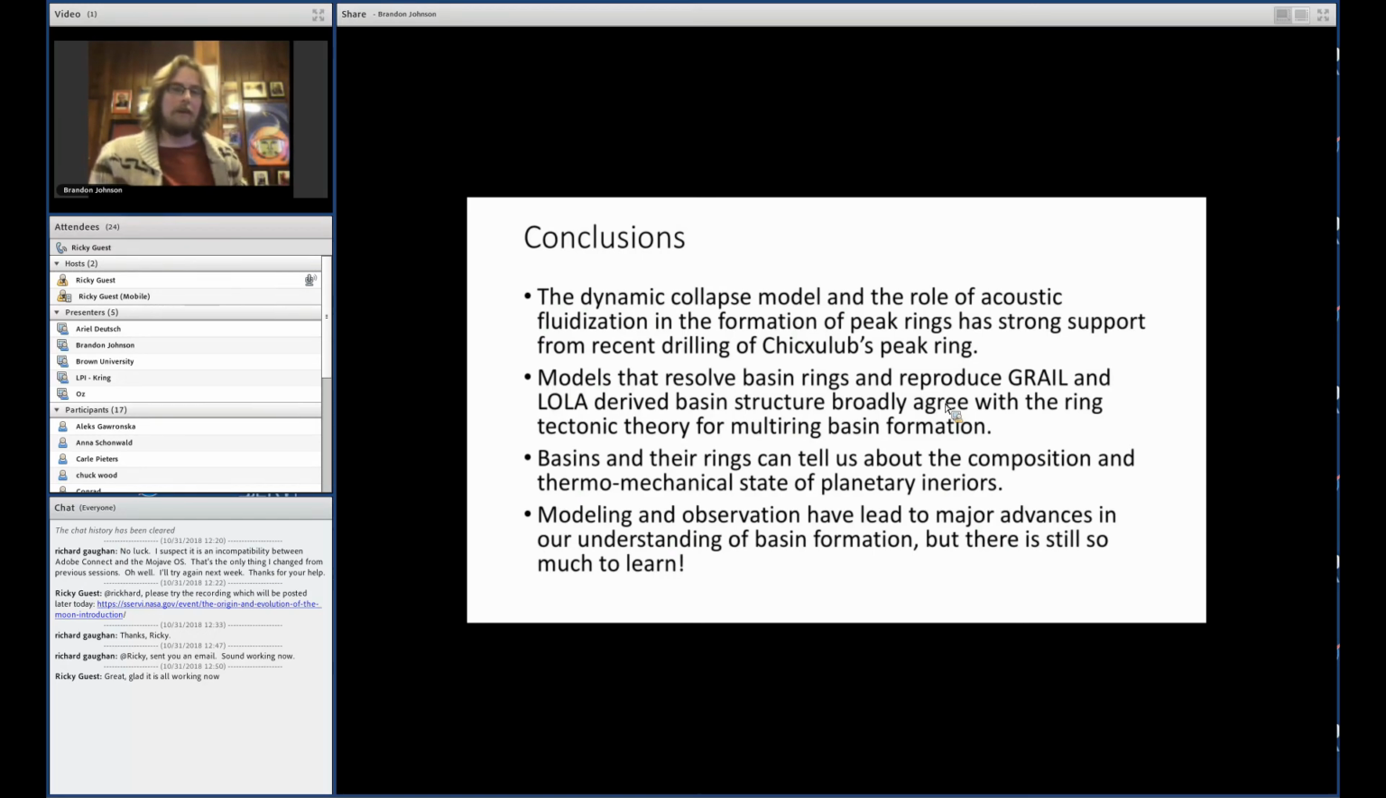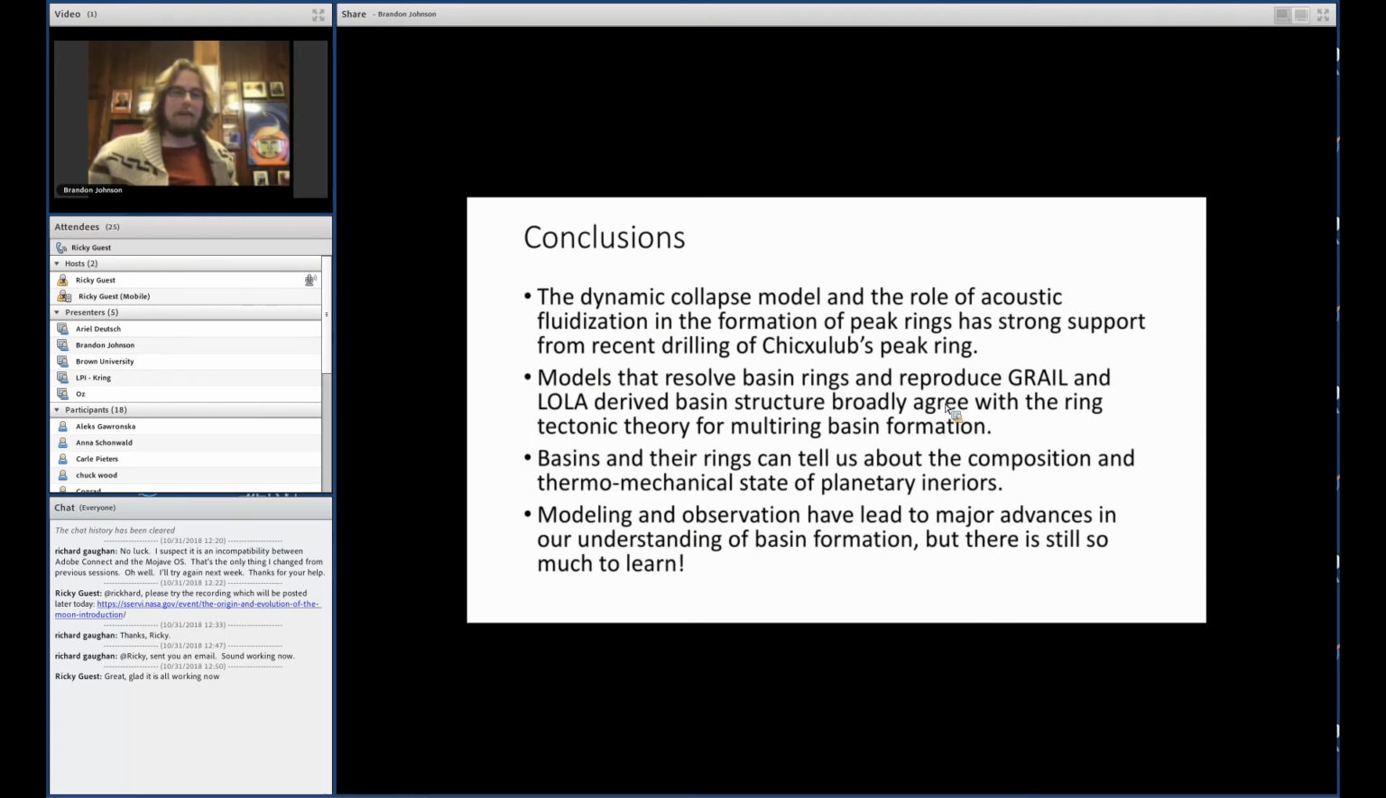I know that the debate certainly isn't over, but that's a really great thing. This ground truth from this drilling. Models that resolve basin rings and reproduce GRAIL and LOLA-derived basin structure broadly agree with the ring tectonic theory for multi-ring basin formation. And I think basins and the rings can tell us a lot about the composition as well as the thermomechanical state of planetary interiors. So I think there's a lot more we can do with these basin formation models and detailed observations.